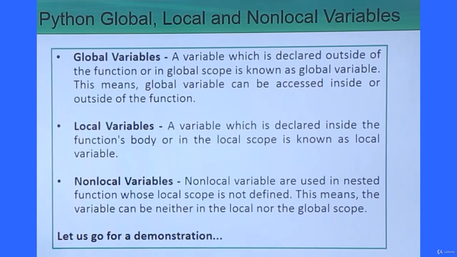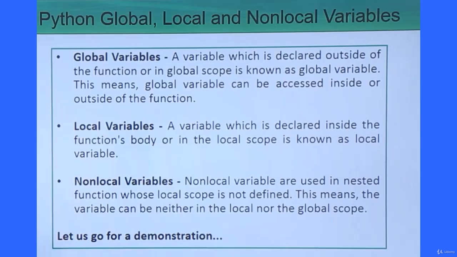A variable which is declared outside of the function or in global scope is known as the global variable. This means that the global variable can be accessed inside or outside of the function, because it is under the global scope. Local variables: a variable which is defined or declared inside the function's body, or in the local scope, is called the local variable.